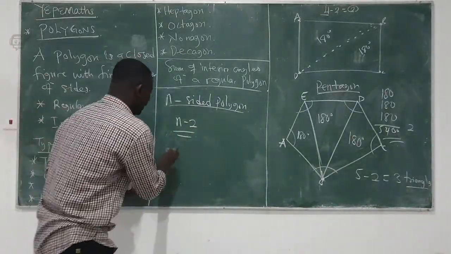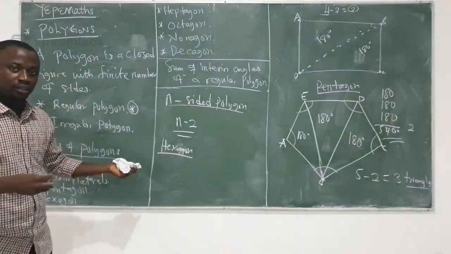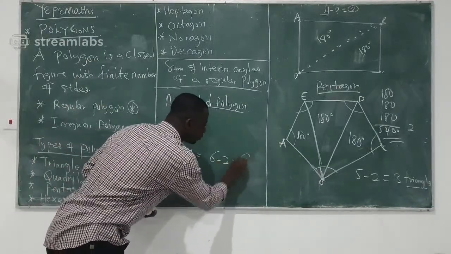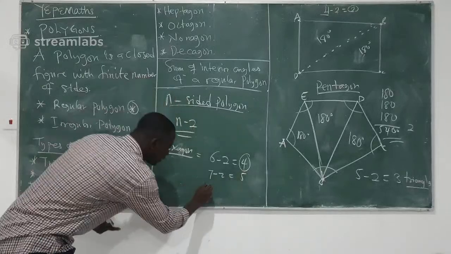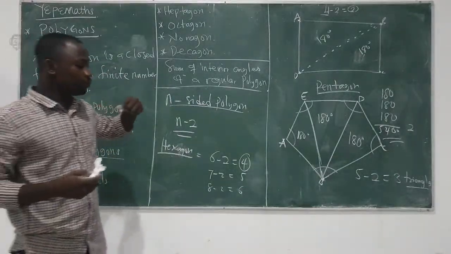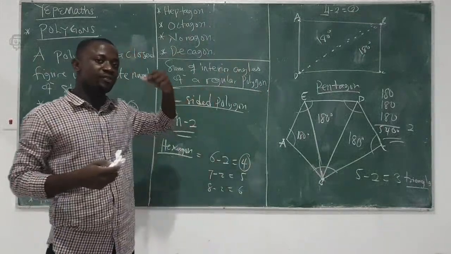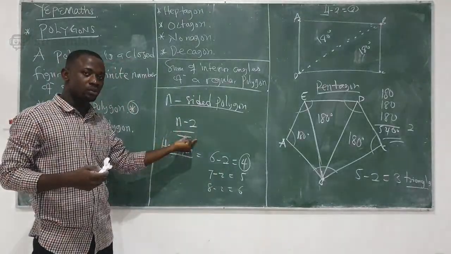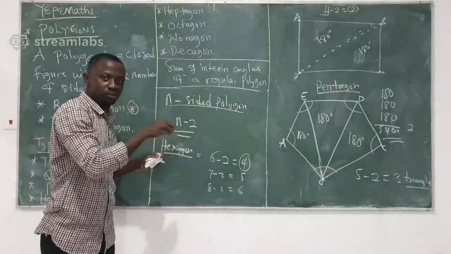If I consider a hexagon, which is a six-sided regular polygon, and I want to know the number of triangles, 6 minus 2 will give me 4. We can demonstrate this. If it is a heptagon, that is 7 minus 2, which gives you 5. An octagon is 8 minus 2, which gives you 6. And it continues like that. So once you don't know the particular polygon, that's why we use the n-sided polygon. To get the number of triangles, we subtract 2 from that, and that's why we have n minus 2. At the end of the day, if we want to know the sum of interior angles of that particular polygon, what do we have to do?